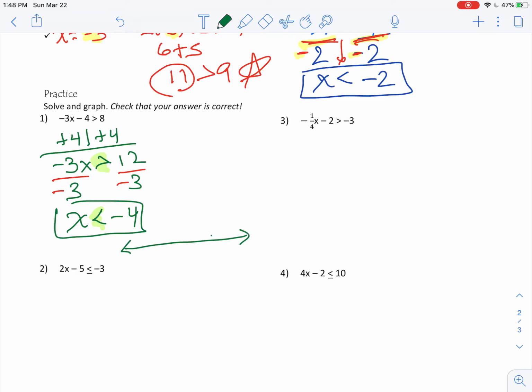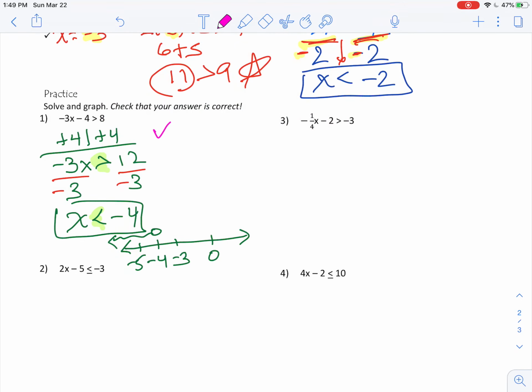And then we need to graph. Don't have much room here. Remember the 0, the -4, a number bigger, a number smaller. Decide if that's going to stay hollow or you're going to fill it in. No equal sign, so it's going to be filled in. And then we want all the numbers that are smaller than that.